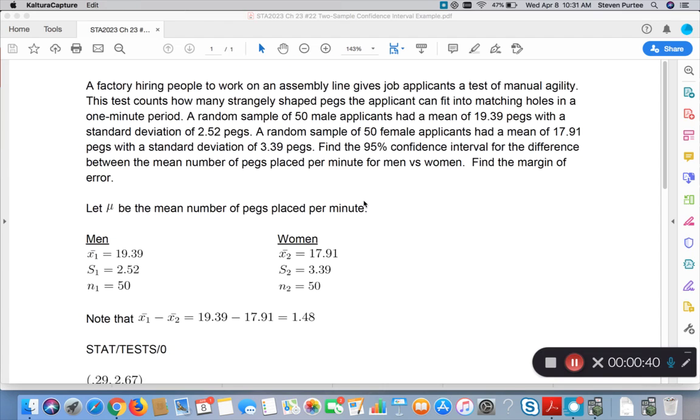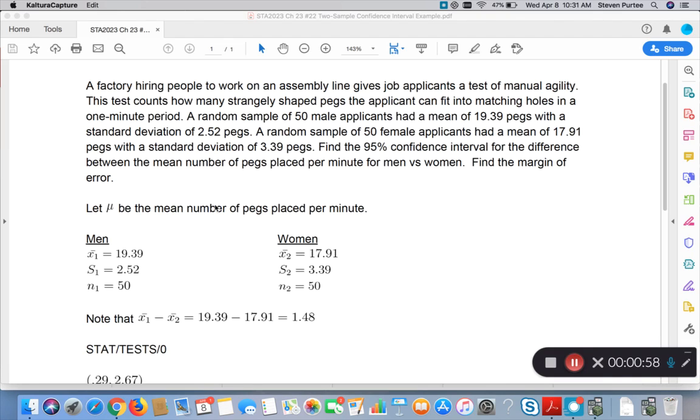Okay, our first step is identify our main variable. Remember, we don't have proportions here, so this is not success and failure. We identify mu. So here mu is the mean number of pegs placed per minute.